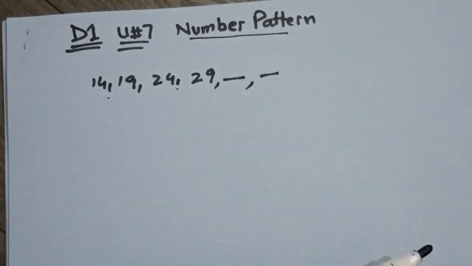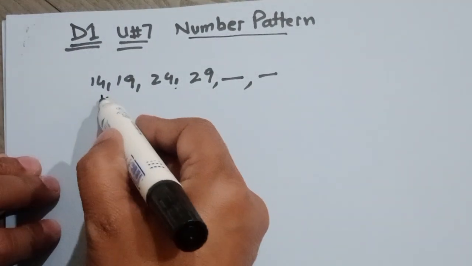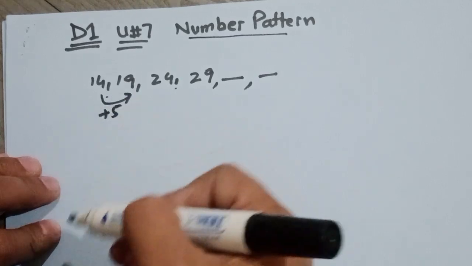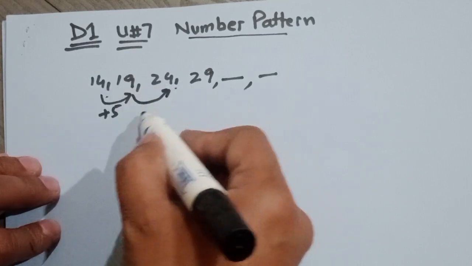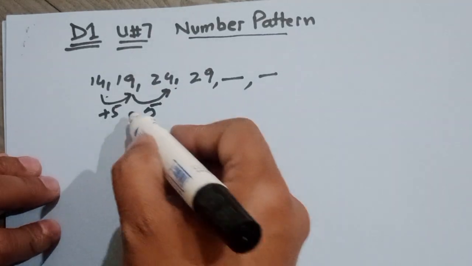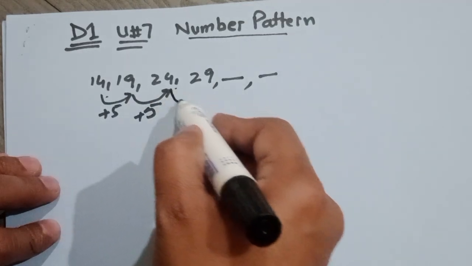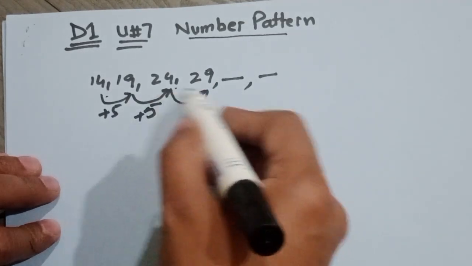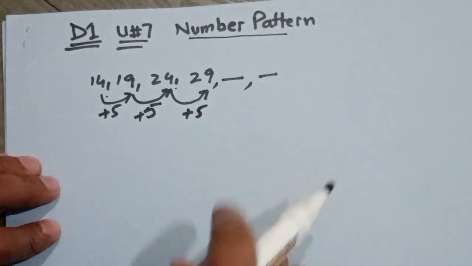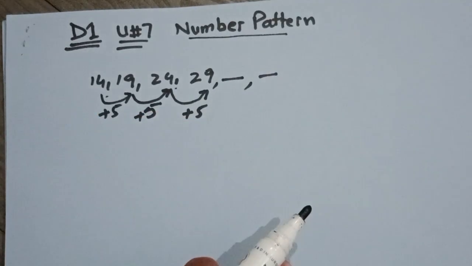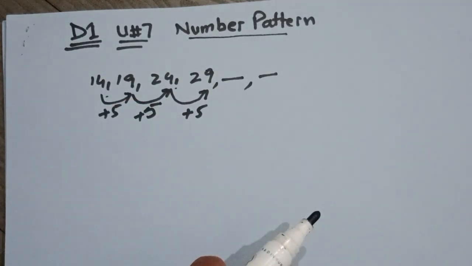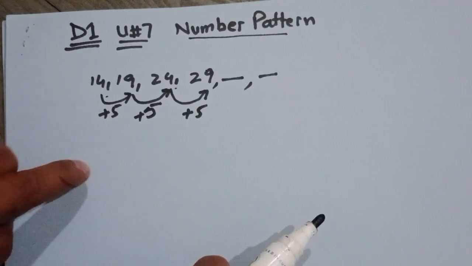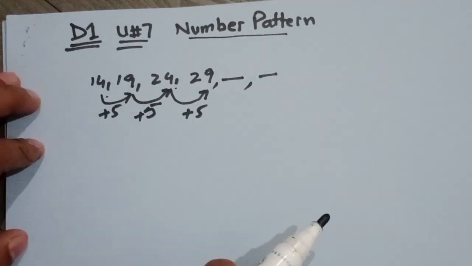So what pattern would be there? Take 14 and 19. How can we get 19 after 14? You need to add 5. And if you want to get the next number after 19, the difference between these two numbers is again 5. It's plus 5, meaning 19 plus 5, and the difference between the last two terms, 24 and 29, is again 5. So with the help of these numbers, we find that the difference between every two consecutive numbers is 5. By keeping this difference in mind, we can give the missing terms.